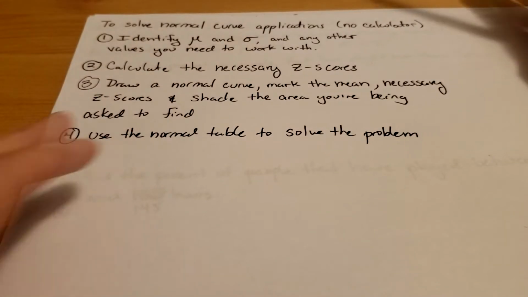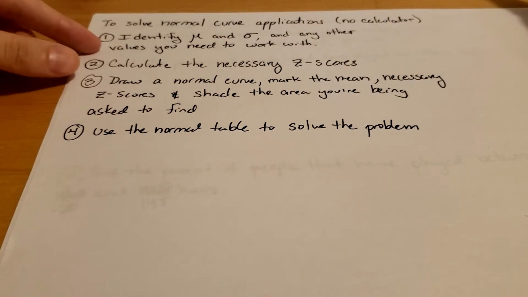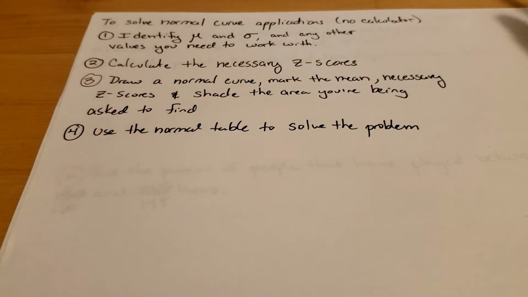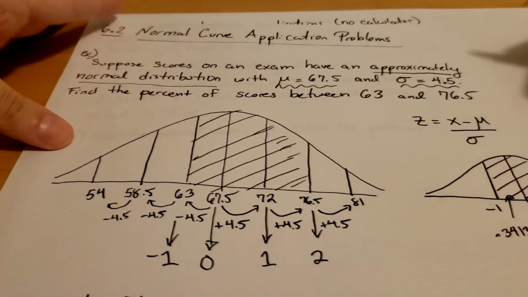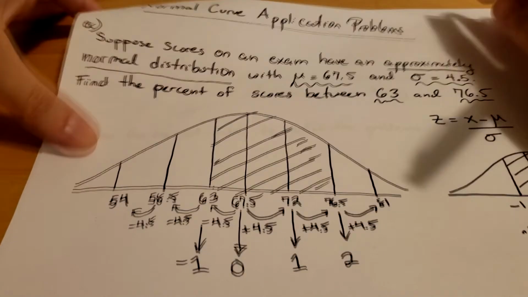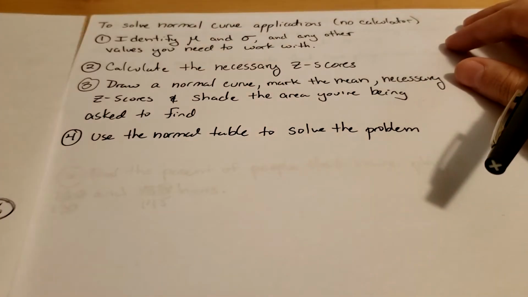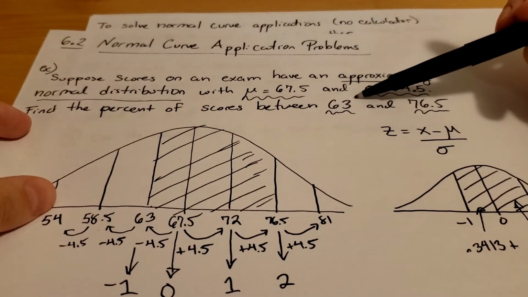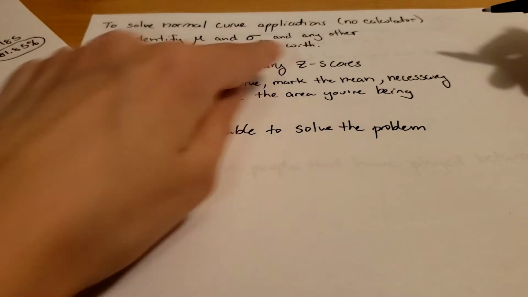If you are using the tables, the first thing you would need to do is identify your mean and standard deviation and any other important values that you need to work with. In the case of this problem, we can see our mean is over here, our standard deviation is over here, and then these are our two important values, 63 and 76.5. Then you would calculate the necessary z-scores. In this case, the z-scores that we needed to find were for 63 and for 76.5. They're always going to be the other numbers given to you in the problem that are not the mean and standard deviation. We'd calculate those z-scores.